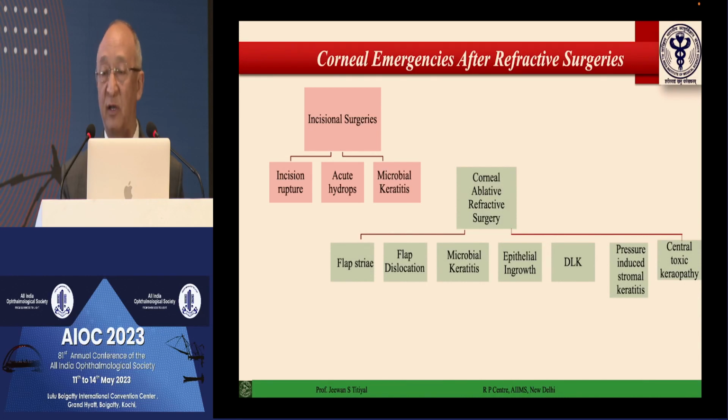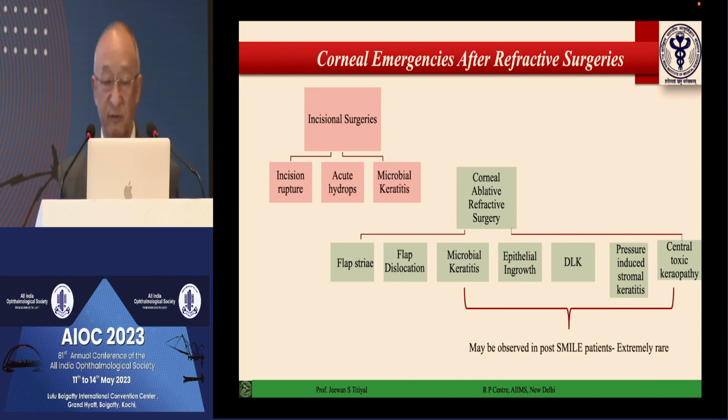As far as corneal ablative procedures are concerned, you can have flap making surgeries. You can have flap related complications, stria, dislocation, keratitis, epithelial ingrowth, DLK, and other important complications which may happen in these cases. So these complications may be seen in a LASIK patient where you make a flap, or these are also seen with a SMILE procedure also.